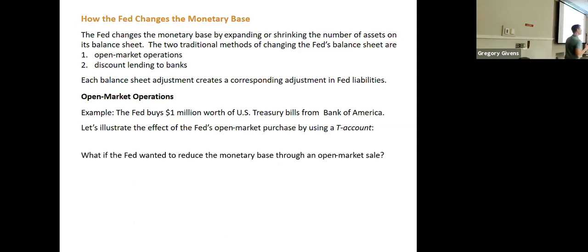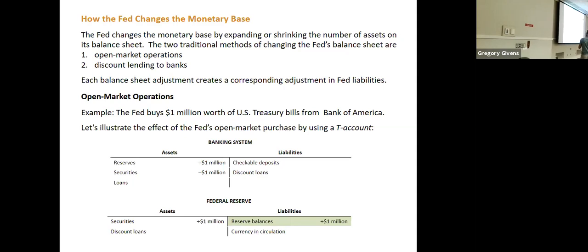What if the Fed wanted to reduce the monetary base by $1 million, let's say? It does the exact opposite, right? Instead, the Fed will sell one of its Treasury securities to Bank of America for $1 million. And so the Fed's securities holdings will fall by $1 million. But what does the Fed get in return for that sale? Banks have to draw down their reserve balances that they hold at the Fed. And so the Fed now has $1 million less of a liability because banks' reserve balances have declined.